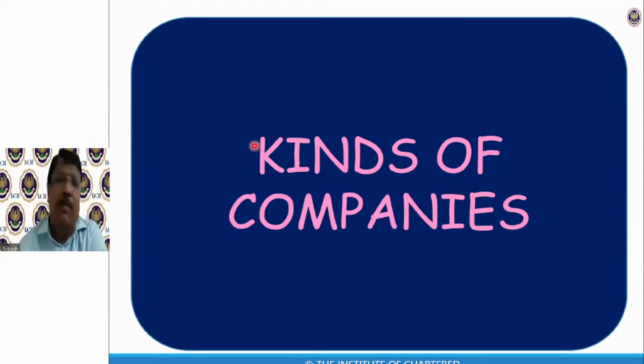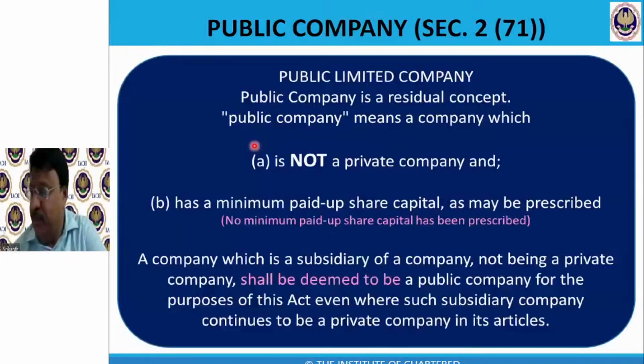Okay. Now, kinds of companies, quickly. There are different kinds, like public company, private company, holding company, subsidiary company, all that we have to know. See, small company, like that, some definitions are there.